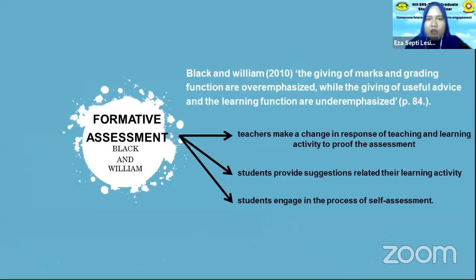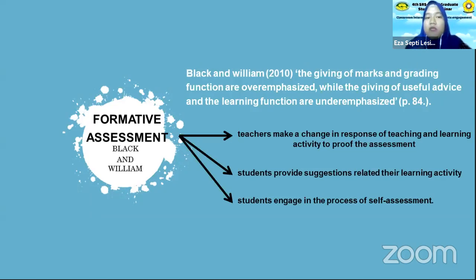So, as I said before, I chose formative assessment. The main theory of formative assessment comes from Black and Wiliam. Black and Wiliam argue that the giving of marks and the grading function are overemphasized, while the giving of useful advice and the learning function are underemphasized.